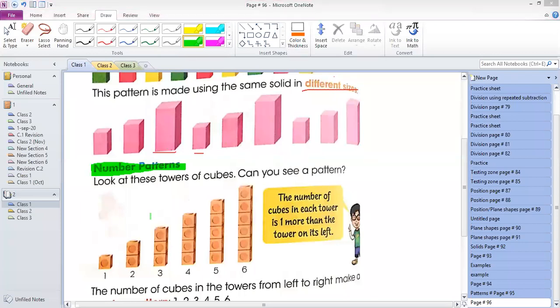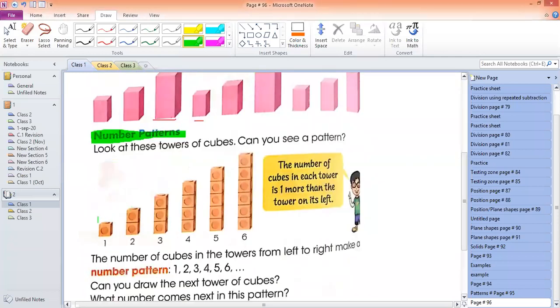Look at this example of the book. There are some number of cubes. Look, this is 1, these are 2, there are 3. So every tower has a number of cubes and that is in increasing order. From left to right, you will see that every tower has one more cube than the previous one. So the pattern is counting in ones.